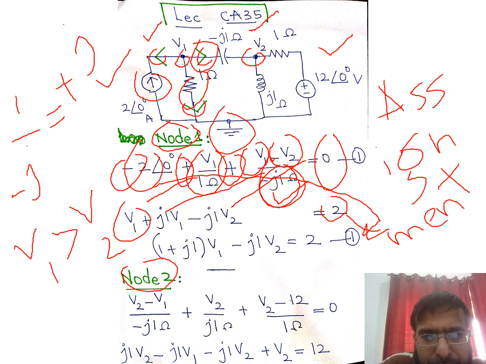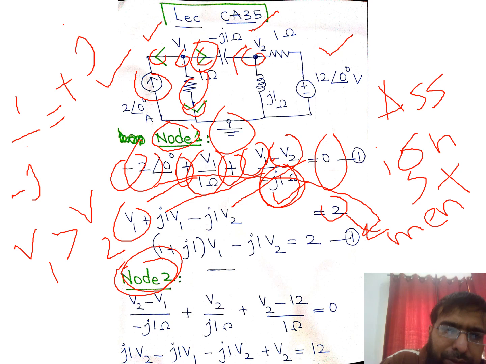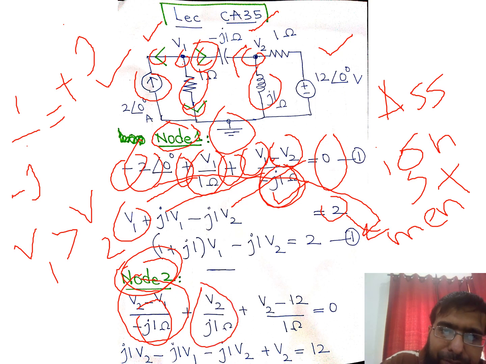And then we'll write the equation for node number 2. For this node, we'll assume V2 to be larger than V1, so the current will be assumed to be moving in this direction, from V2 towards V1. So the equation would be V2 minus V1, instead of V1 minus V2, the same denominator minus j1. Then the current in this branch would be assumed to be moving away because we don't know the exact direction, therefore we'll write V2 over j1.